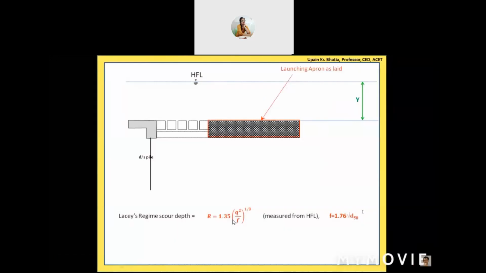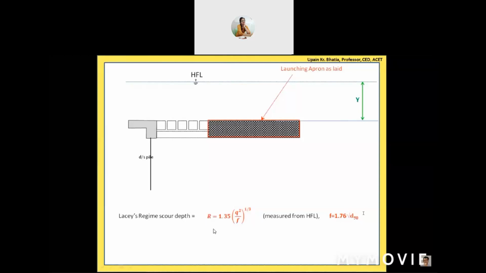Okay. And this F is the silt factor, and it is calculated by this formula: 1.76 under the root D50. And D50 is the median particle size of the riverbed material. So 50% of the particles are finer than this size, and 50% of the particles are coarser than this size. So that particular size is called D50. If that size is determined with the help of sieve analysis, then the square root of that D50 size multiplied by 1.76 will give you the value of silt factor F, and that F is to be used over here.